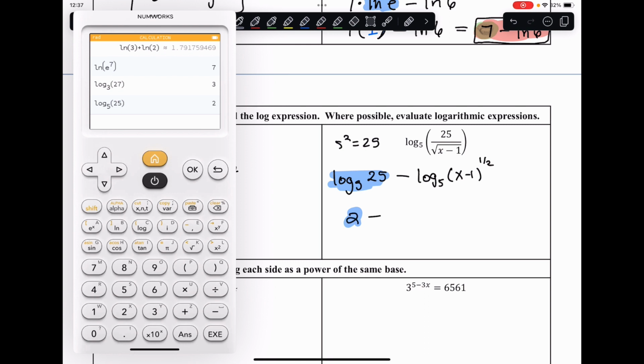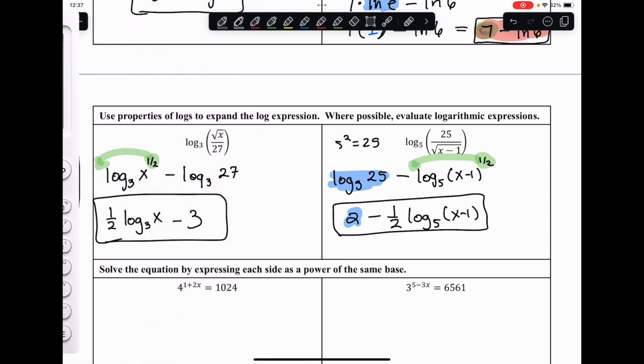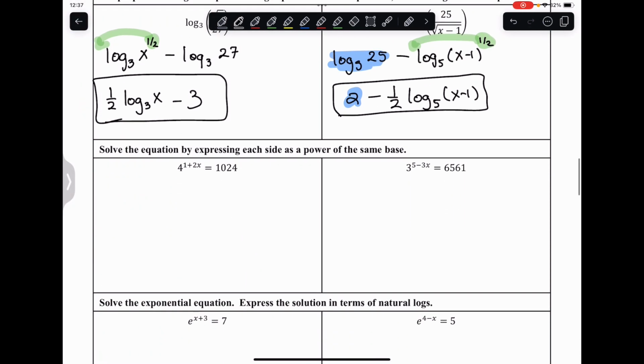minus, and here to expand this further, we pull this exponent to the front of our log, and we're going to end up with 1/2 log base 5 of (x minus 1). So this is the fully expanded log. We expanded the log as much as possible, and we evaluated the first logarithmic expression because we could. We can't evaluate the second one, so we are not going to.